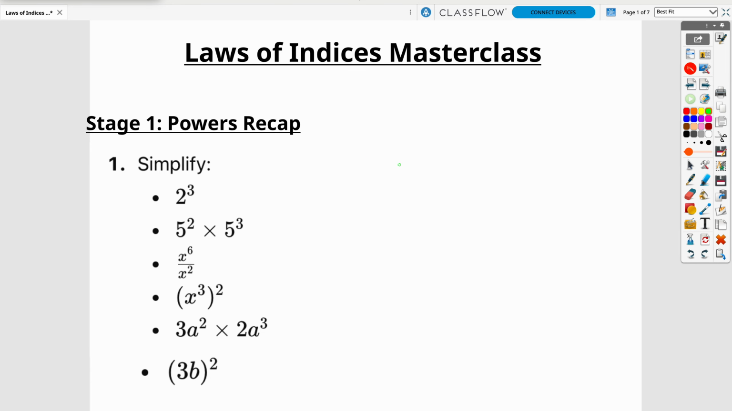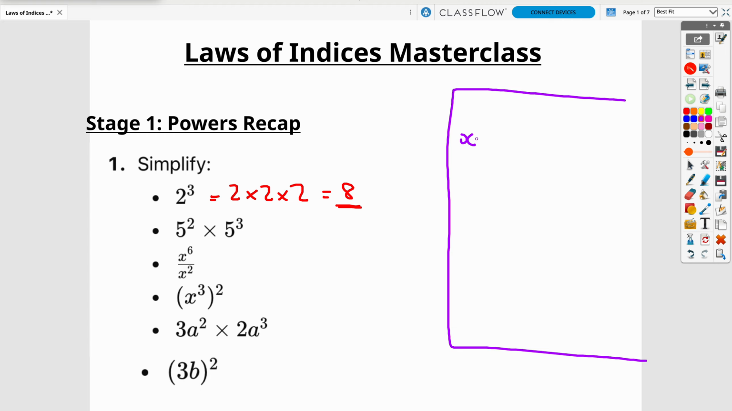So beginning with stage 1 and powers recap, just make sure that we understand that 2 cubed is just 2 times 2 times 2, nice and easy to start with. So hopefully that's okay. And then for the next questions, we are going to need some of our basic laws of indices. The first one to look at is that when we're multiplying the bases, that just means that we add the powers. I always like to think that the multiply sign kind of turns to make a plus sign, is how I remember that one. And then if we divide, that just means that we subtract the powers. So kind of like the inverse of multiply is divide and the inverse of addition is subtraction.